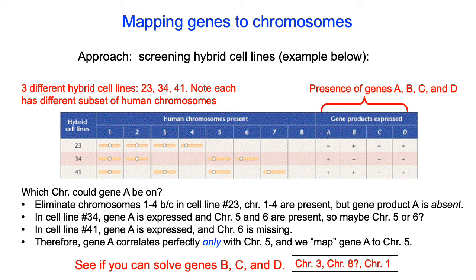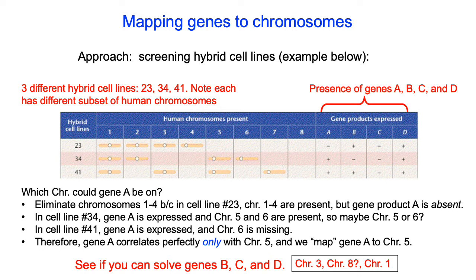Gene C is not expressed in any of those cell lines. And chromosome 8 is not present in any of the cell lines. But that's a negative correlation, so that's why I wrote chromosome 8 question mark. What we would really want to see is try to get another cell line where chromosome 8 is present and hopefully gene product C is expressed.